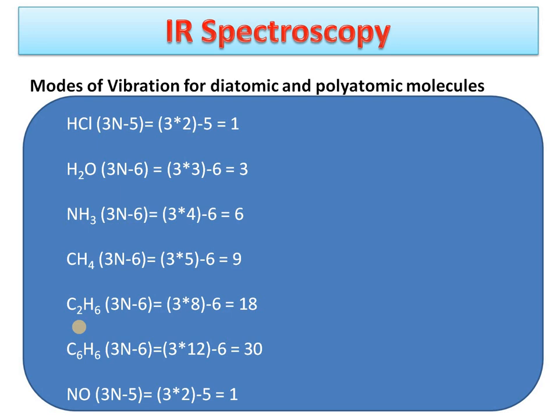And finally NO, so 2 atoms in a molecule, which is a linear molecule, so 3n minus 5 is equal to 3 into 2 minus 5, that is equal to only 1 mode of vibration. So in this way we can calculate the modes of vibrations for diatomic or polyatomic molecule.